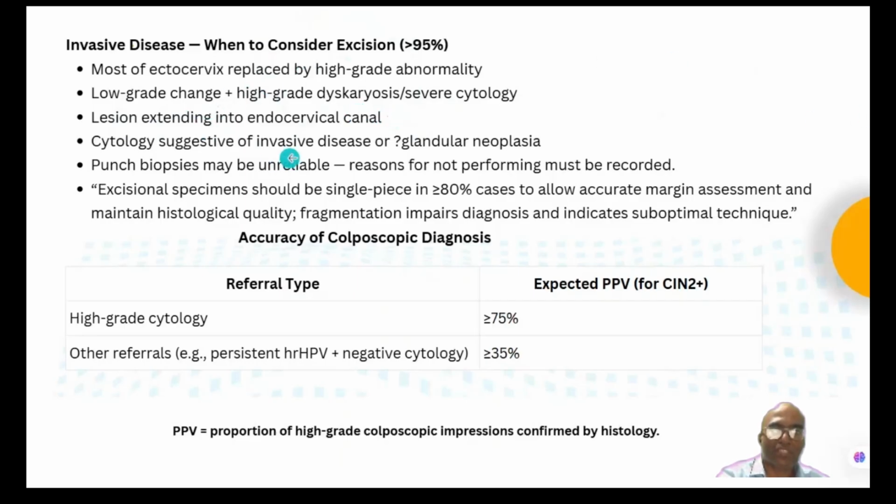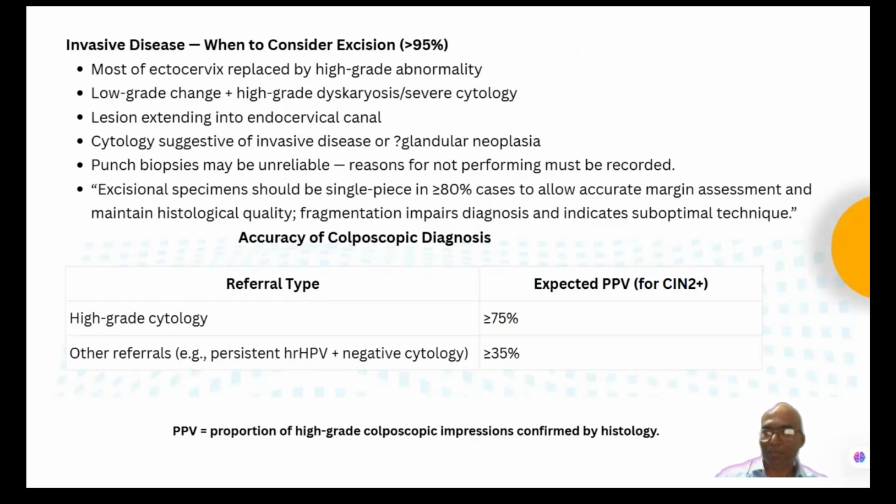If cytology is suggestive of invasive disease or glandular neoplasia, go for excision. Punch biopsies may be unreliable. Reasons for not performing must be recorded. Excisional specimens should be a single piece in more than 80% of cases to allow accurate margin assessment and maintain histological quality. Fragmentation impairs diagnosis and indicates suboptimal technique.